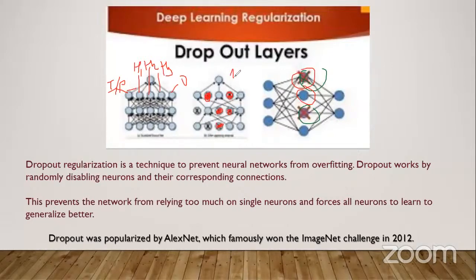For one iteration, I will disable these neurons and perform the iteration. For the next iteration, where I had deactivated certain neurons, I will deactivate certain other neurons. Let's say these neurons, which I am denoting in green color. In the second iteration, I deactivate the neurons shown in green.